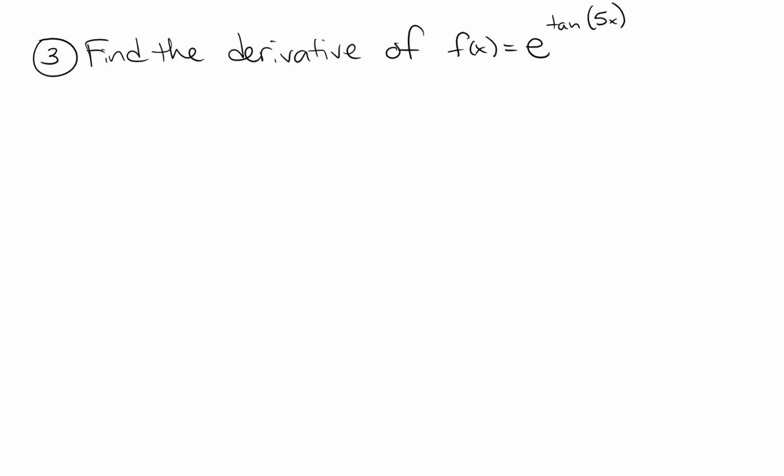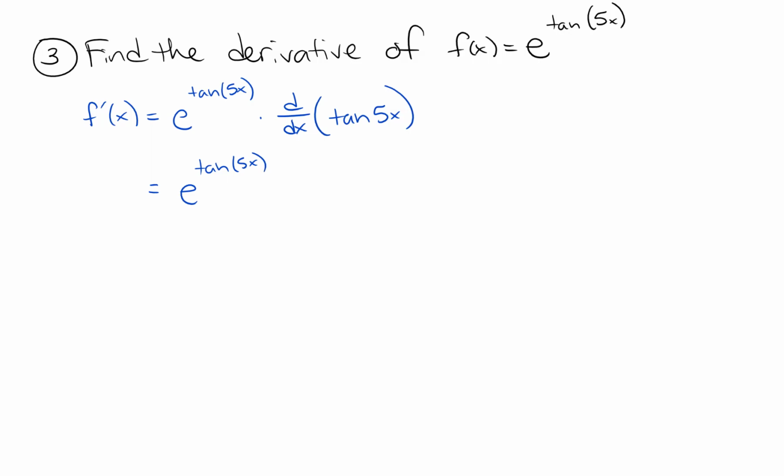Here's another fun example using the chain rule. Find the derivative of f of x equals e to the power of tangent of 5x. So e to the power of anything remains as is, but then using the chain rule, I need to take the derivative of that power. And the derivative of tangent of 5x: the derivative of tangent is secant squared, but then we have another chain rule there. So secant squared of 5x, and then I need to apply the chain rule to that 5x inside of the secant. So you could do that all at once.